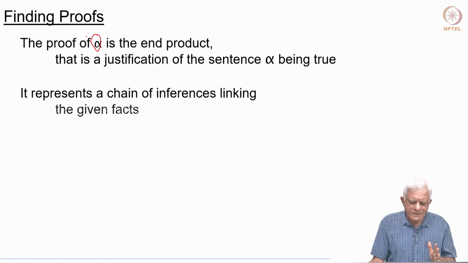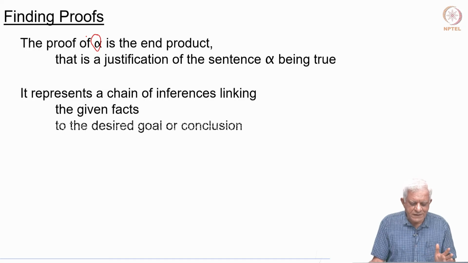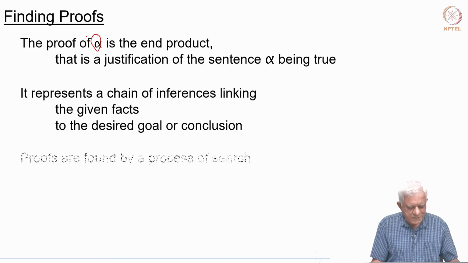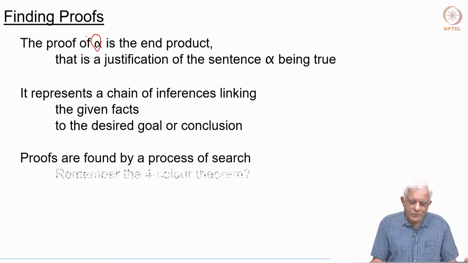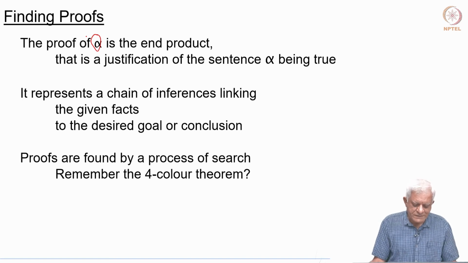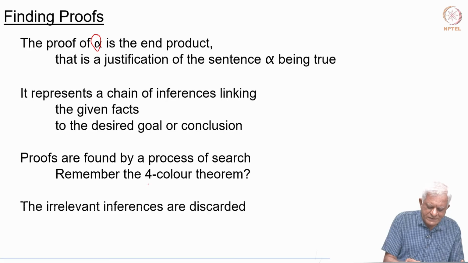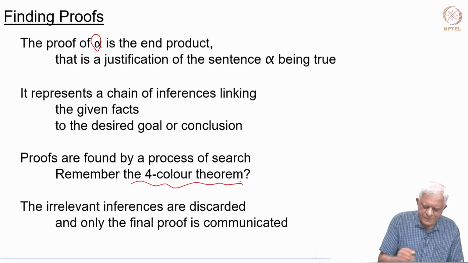It represents a chain of inferences linking the given facts to the desired goal or the conclusion essentially, as we saw in the directed acyclic graph a little while ago. Proofs are themselves found by a process of search essentially. Okay. So, there was this famous 4 color theorem.